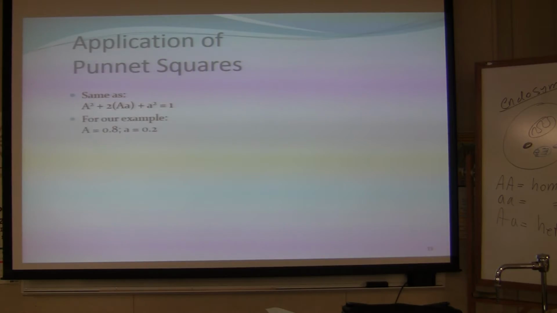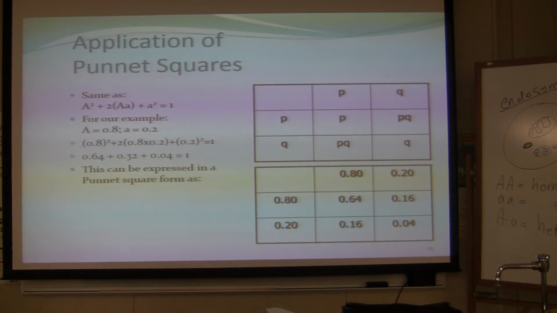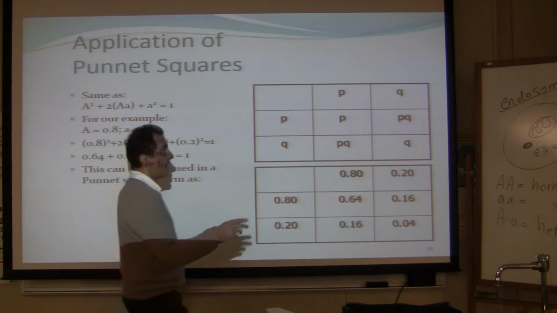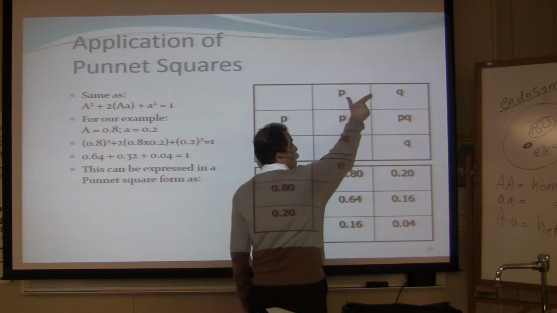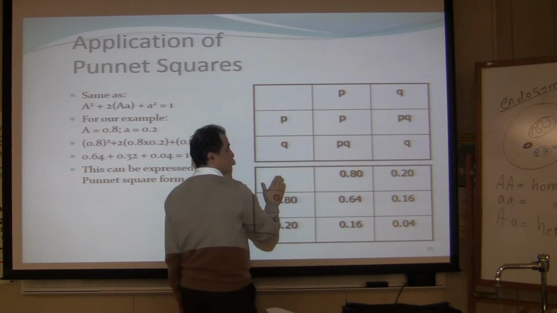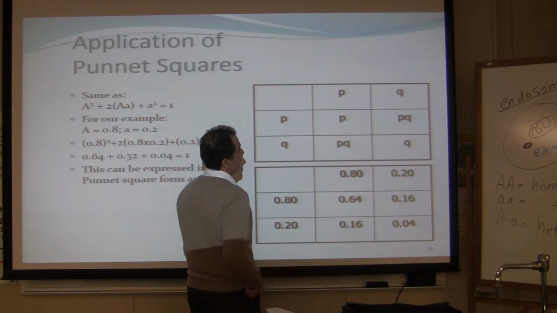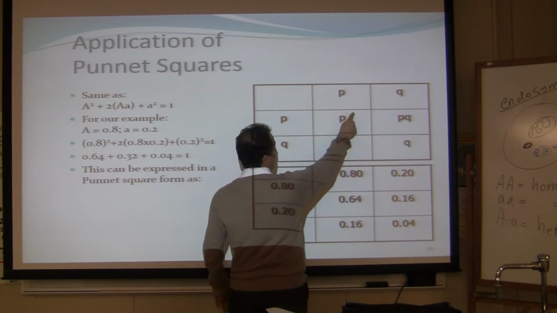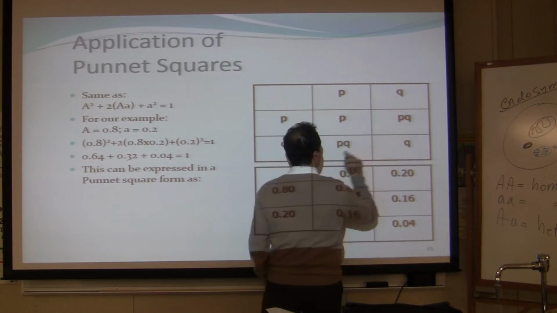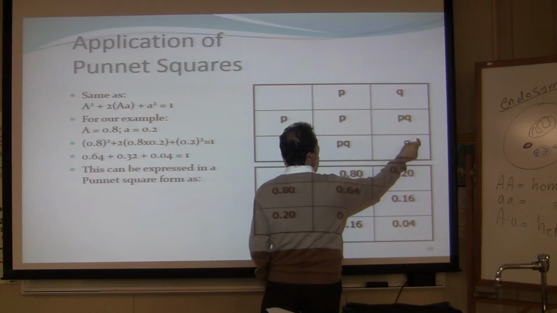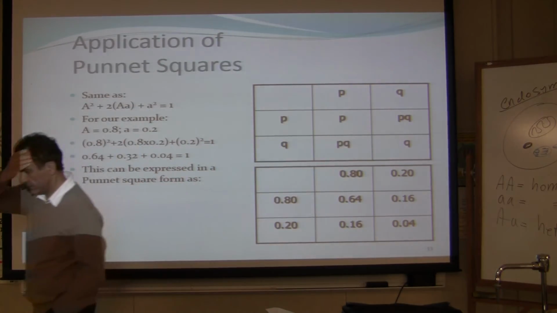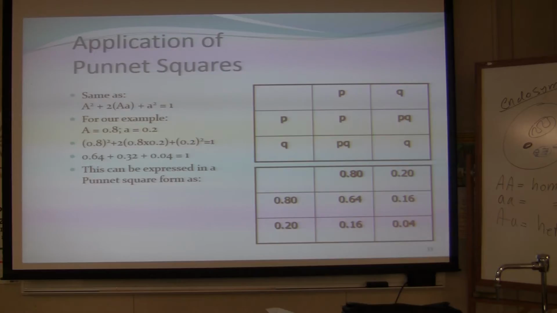Application of the Punnett square. Let me write it right here. If I have a Punnett square, one parent is PQ, the other parent is also PQ. So this box is P to the power of 2. Well, it's supposed to be P squared. This is PQ, this is PQ, this is Q squared. In your notes, fix it up. I don't know how that happened. This is supposed to be P squared, this is supposed to be Q squared.